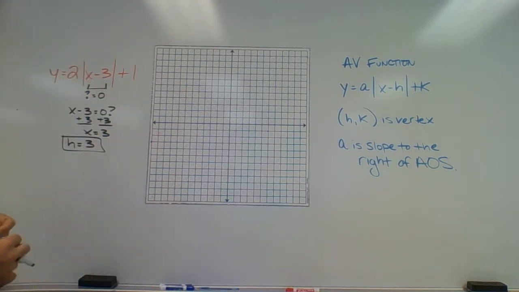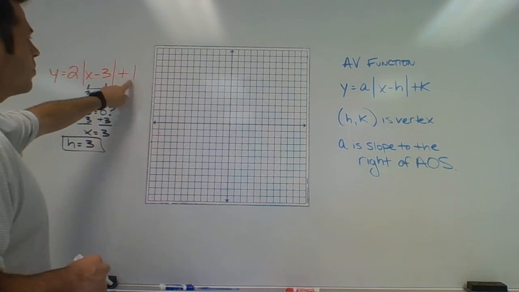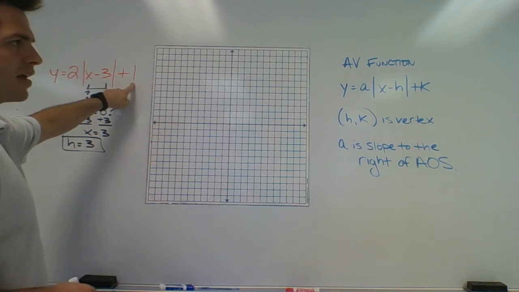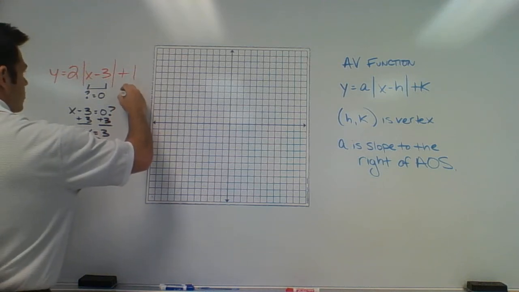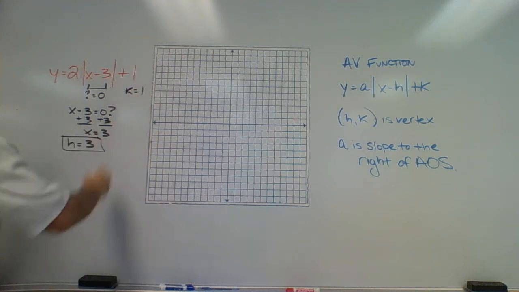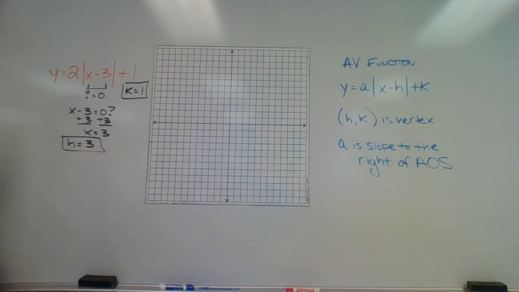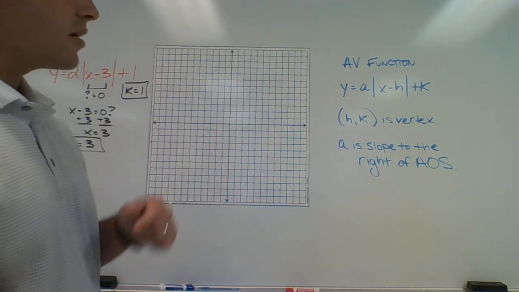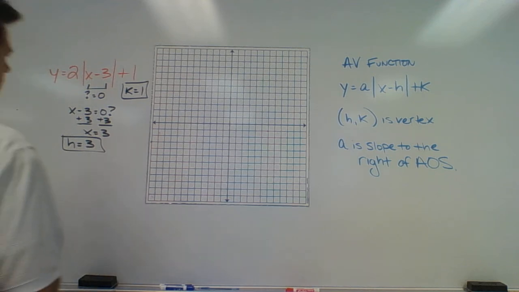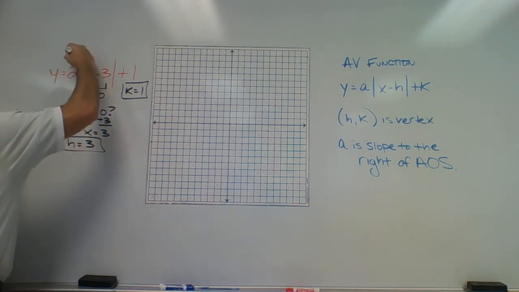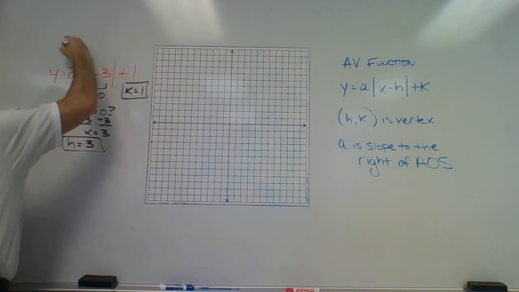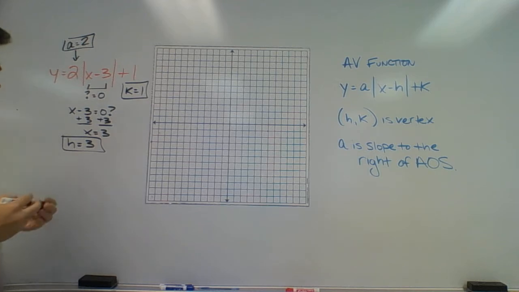The other ones are pretty straightforward. Right here on the back end I have a plus 1, and the k value is right there. That's going to be 1. Pretty straightforward there. And then finally, the last thing we could take a look at is the letter a. The letter a will be this coefficient in front of the absolute value here, and in this problem, you can see pretty straightforward that a is equal to 2.